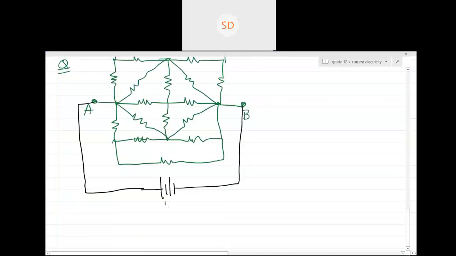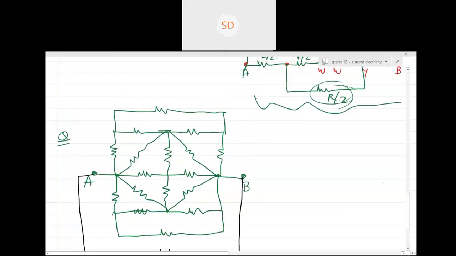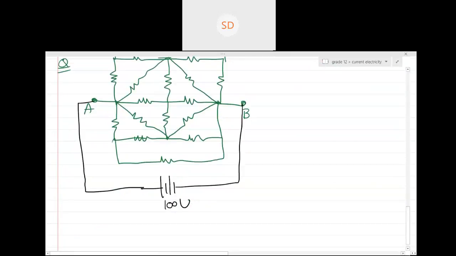Do I need to write those two points? Whatever current is going in the upper branch should come from the lower branch, and mark the potential according to the symmetry. Shall I write this or did you understand it? Hello?